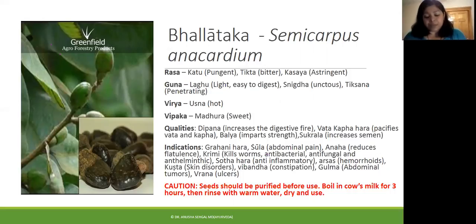We don't want to put it at the bottom of the pot because the heat directly at the bottom of the pot can burn the seeds and can burn off some of the active components. So what we want to do is heat the seeds in the cow's milk to get the heat in, but not actually cook the seeds. Okay, so that's why it's immersed in the cow's milk and boiled for 3 hours, and then we collect that out of the pot, and that's then rinsed with warm water, then dried, and then we use it. Okay, so that's the procedure for purifying bhalataka.